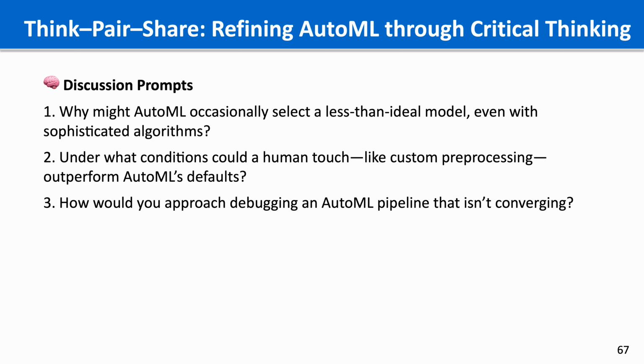Now, think about preprocessing. Can you come up with a scenario where domain expertise, like engineering a specific feature, could completely alter your results? This is where humans still have an edge. Finally, for debugging an AutoML pipeline, consider issues like bad training data, incorrect configurations, or performance bottlenecks. Remember, AutoML is powerful, but knowing its limits is what will make you a true ML expert.